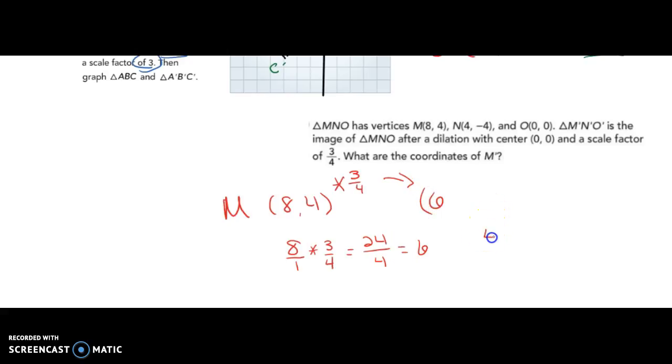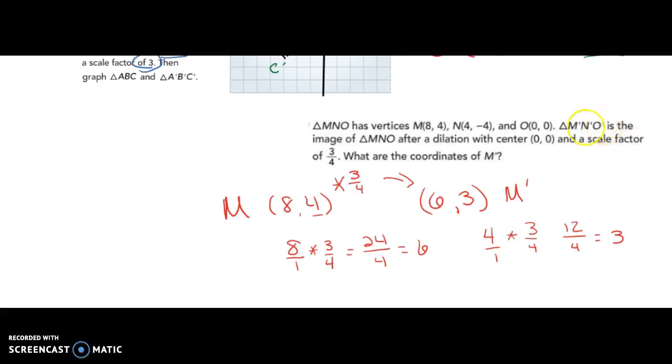My second coordinate, I have 4, which is my y coordinate right here. I'm going to multiply that times 3/4. I'm going to put the 4 over the 1 to make it into a fraction. Multiply going straight across. 4 times 3 is 12. 4 times 1 is 4. Reduce that down, and I'm going to get 3. So my new coordinates of M are going to be (6, 3), and that is M prime.